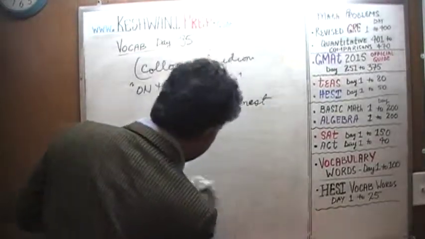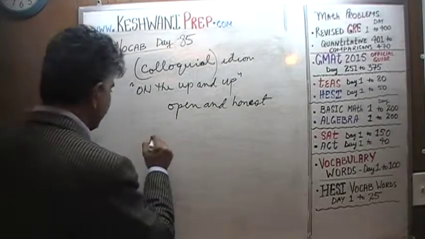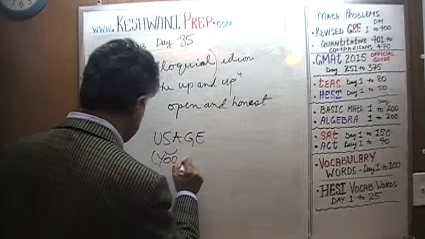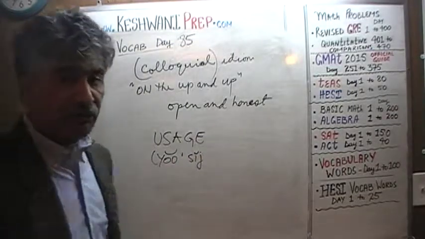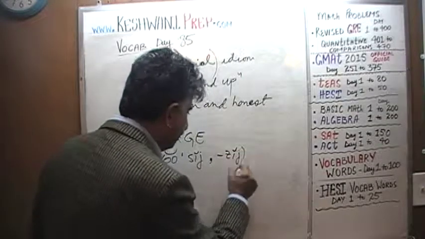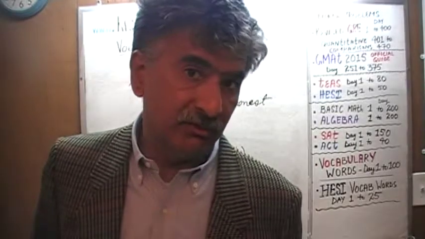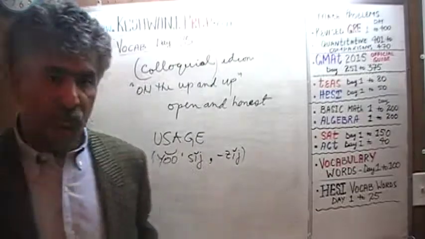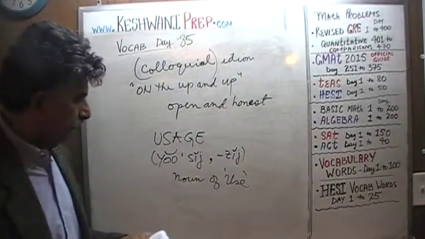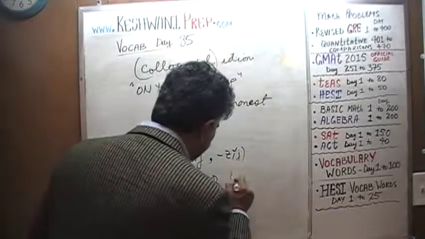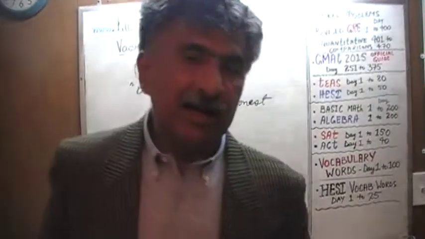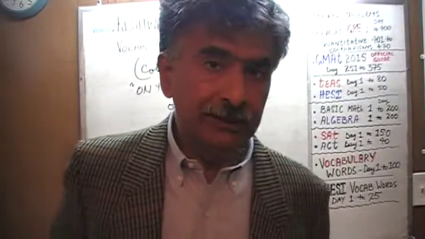Let's move on to the next word, which is a very simple word, and the word is usage. Some people pronounce it with an S sound, or some people prefer to pronounce it with a Z sound. Usage or usage, they are both acceptable pronunciations of this word. Usage is just the noun of use. If something is no longer used, you say that it is not in usage, which means it is not used anymore.